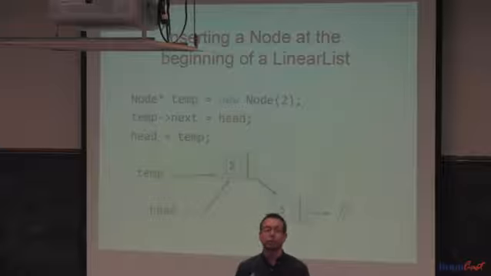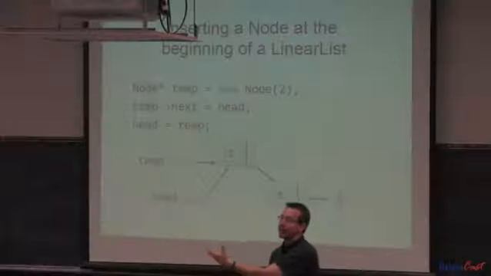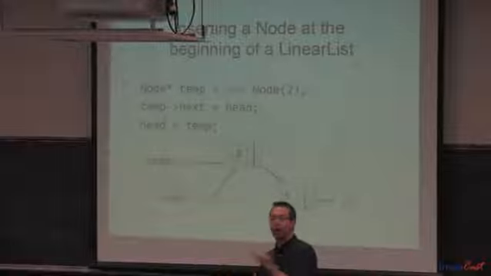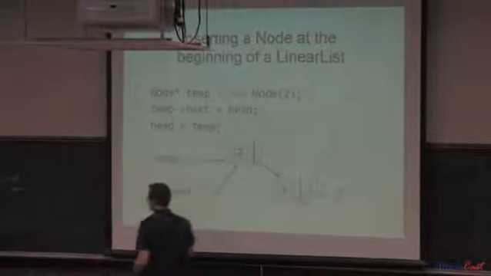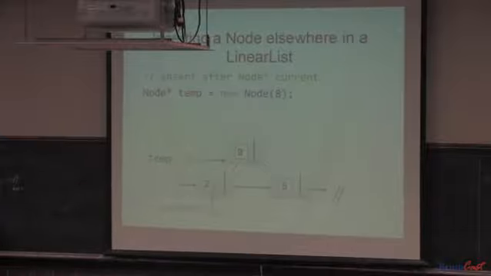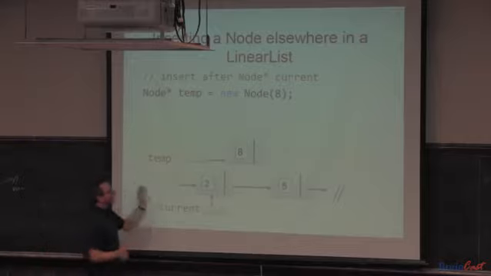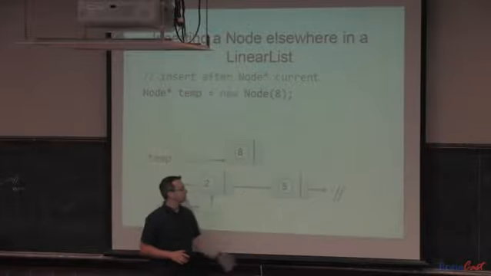A lot more efficient to insert in a linked list as opposed to a vector or array, because you would have to shift everybody from index 0 on over by 1. Okay? So that's inserting a node at the beginning of a linear list. What about inserting a node elsewhere? Suppose I know my position of where I want to insert. So I want to insert my 8 right before the 5.